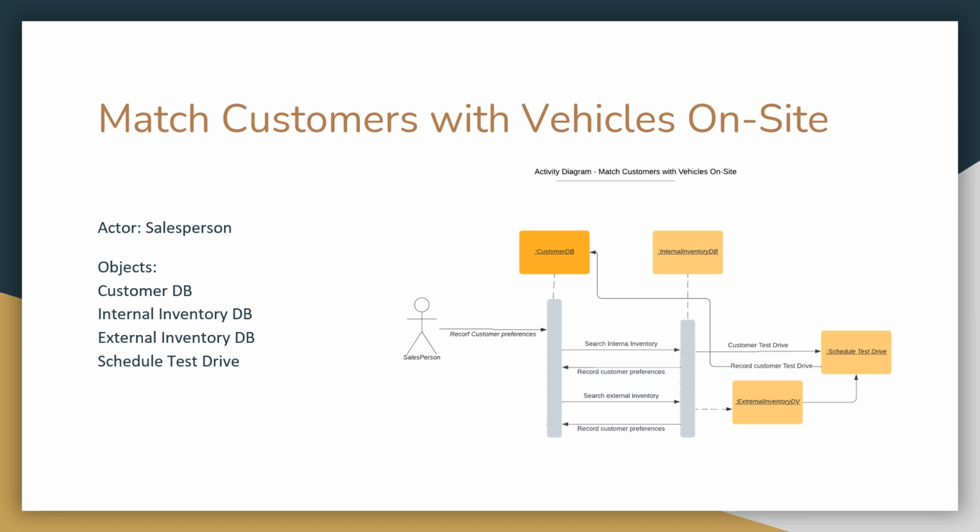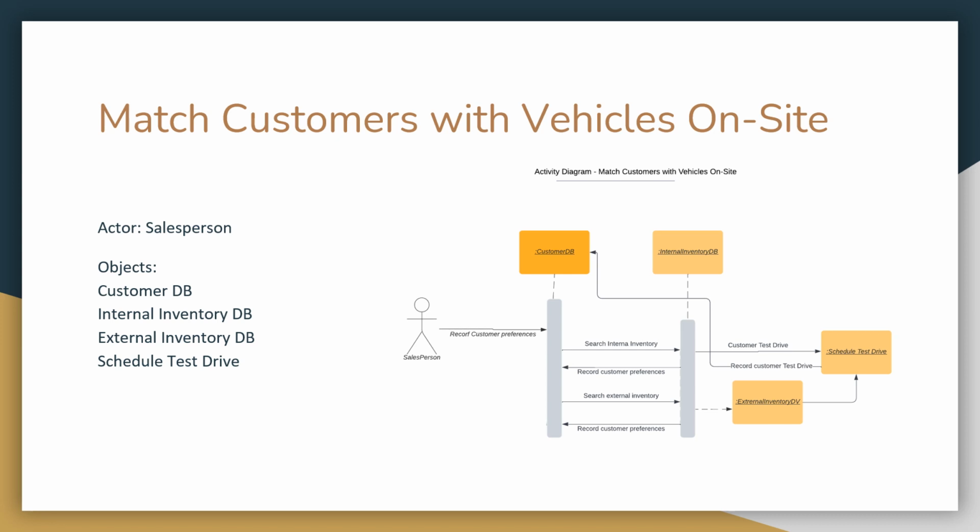Step four, salesperson, if the customer record is found, we proceed to link their preferences to their record. This helps us keep track of their specific needs and preferences for future reference. Step five, now that we have the customer's preferences linked to the record, we initiate a search for suitable vehicles. We begin searching our internal inventory.